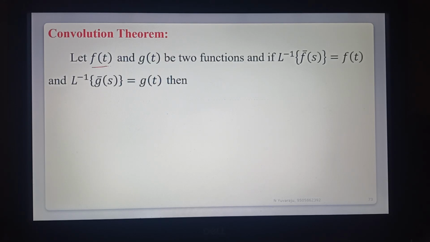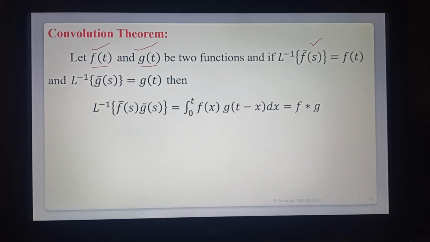Let f(t) and g(t) be two functions, and L inverse of F(s) is equal to f(t) and L inverse of G(s) is equal to g(t). Here the inverse property is given: the inverse Laplace transformations of F(s) and G(s) are f(t) and g(t) respectively. Then L inverse of F(s) into G(s) is equal to the integration from 0 to t of f(x) into g(t minus x) dx, which is equal to f star g.